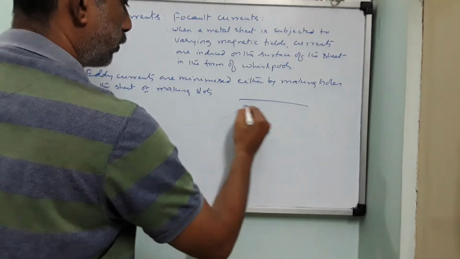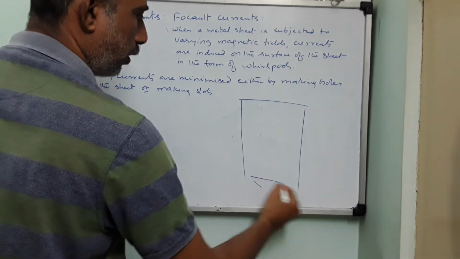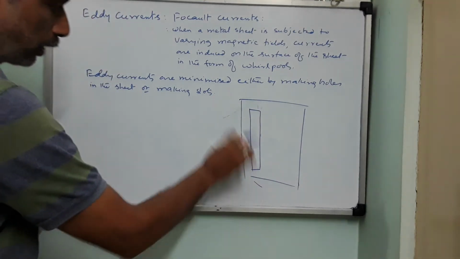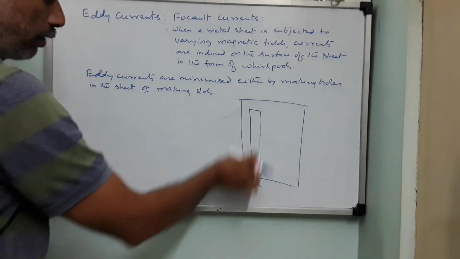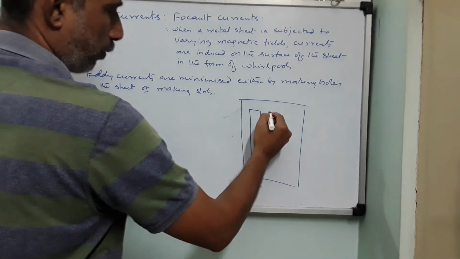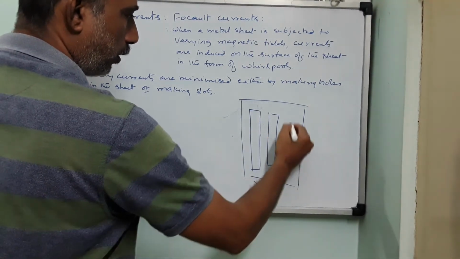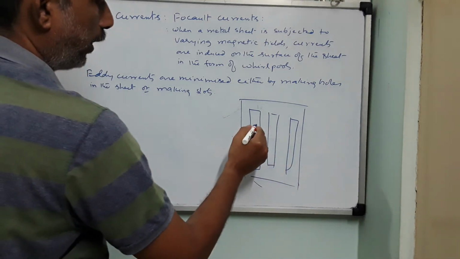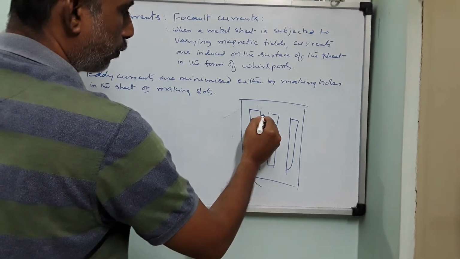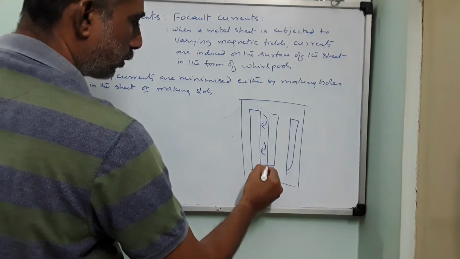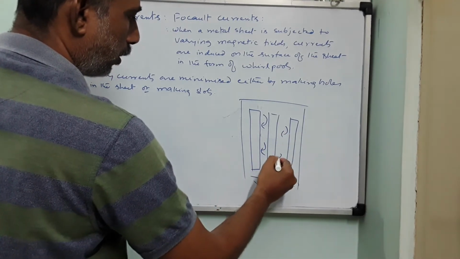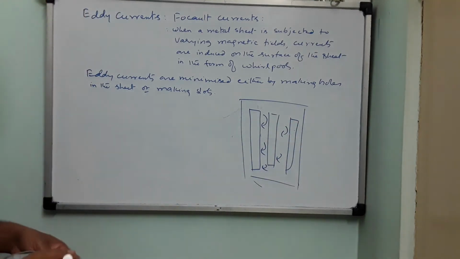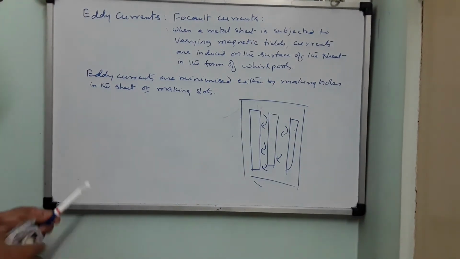Slots means, children, there is a sheet like this. This much portion you cut it and remove. So cut करके इसको निकाल देना. So you have a slot here. Similarly here also you can have a slot. Here also you can have a slot. So they are all empty only. Now eddy currents are there only in these places, like this. So 1, 2, 3, this will not contribute for any eddy current. Okay, right.